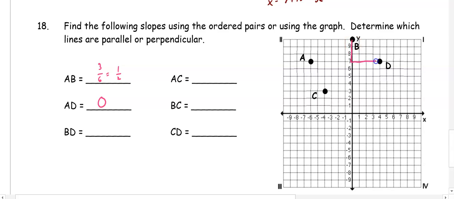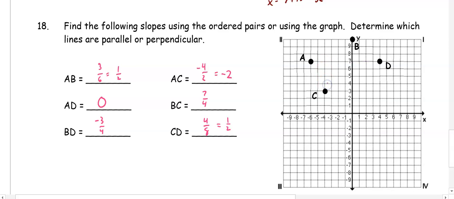BD, we went here to here. We went down 3 and over 4. So it'd be negative 3/4. AC, we went down 4 over 2, so negative 4 over 2, which reduces to negative 2. BC, remember, go left to right still, so we went up 7 and over 4. And CD, we went up 4 and over 8. So that would be 1/2.